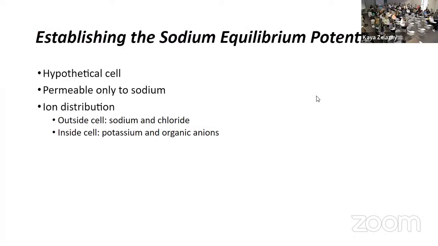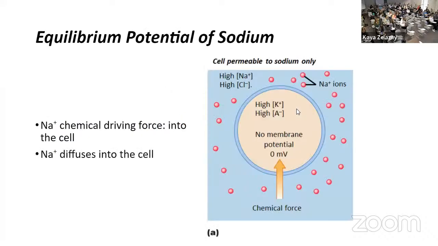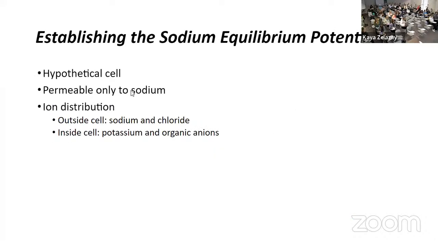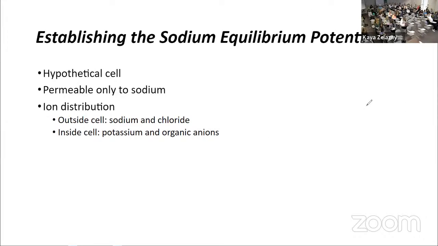We're going to do the same thing for sodium now. We're going to start out with a hypothetical cell that is permeable only to sodium. We set it up, and let's pay attention to the sodium, right? So we're going to have high sodium outside. Lots of sodium outside. We now know that this is because of our sodium potassium pump. And no sodium in.